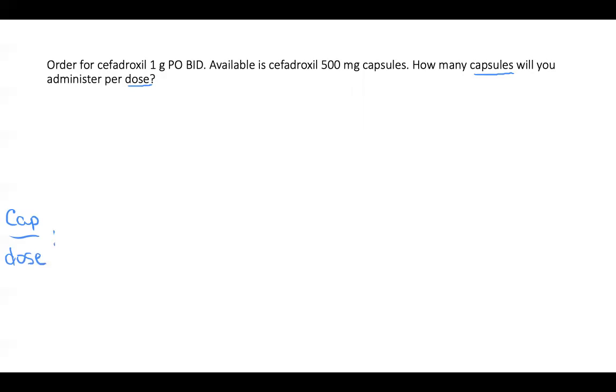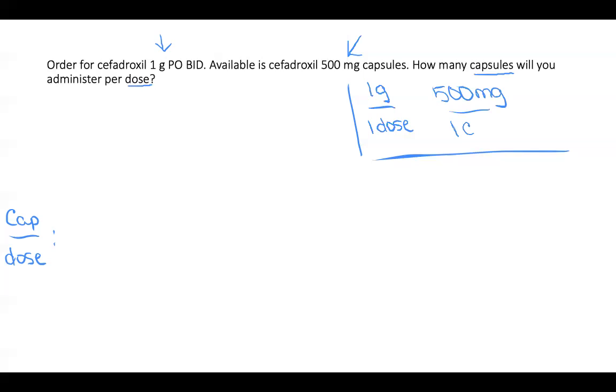Okay. Step 2 is to build my box. In my box goes my order. Okay, remember, over day or dose, depending on what the doctor ordered. So right here it says 1 gram PO BID. So that means that twice a day this patient is going to get 1 gram of medication. So 1 gram per dose. So 1 gram over 1 dose. Okay, I also need what I have on hand. And the problem says I have available 500 milligram capsules. So I'm going to write 500 milligrams per capsule or over 1 capsule.